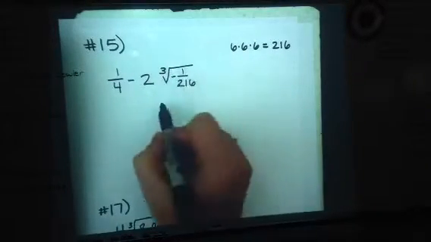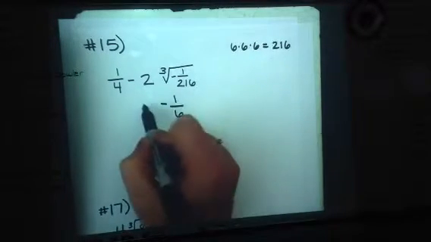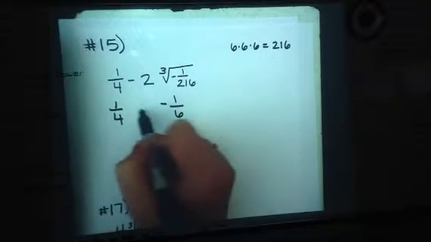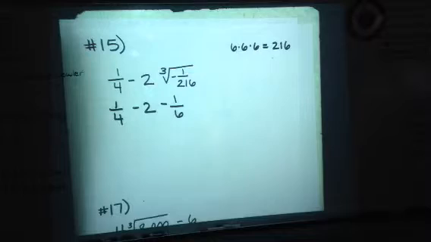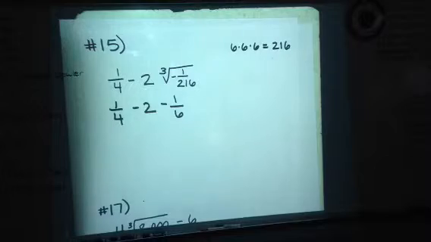So I'm going to rewrite it this way. Since we found this, we can now have negative 1 over 6, and then I'm just going to put the rest of my problem there. Hopefully that made sense with the 6. You just want to find that number times itself 3 times. That will get you that perfect cube. Now this is where it gets a little tricky.